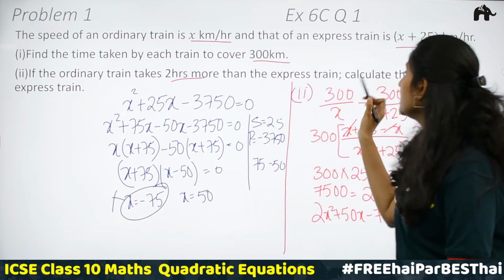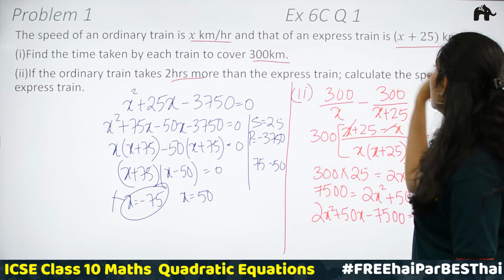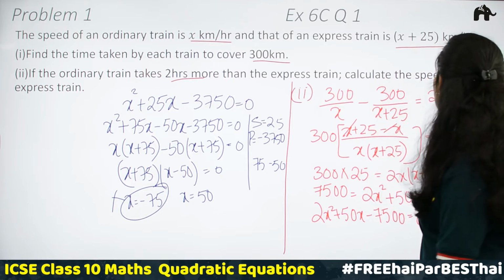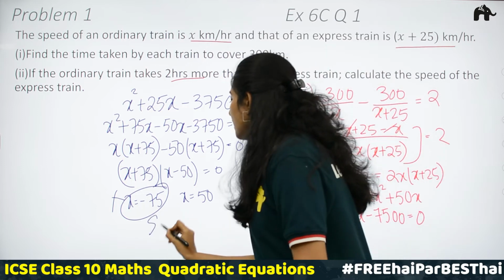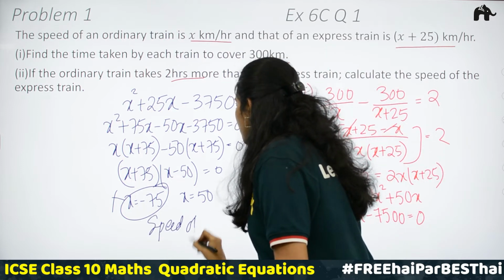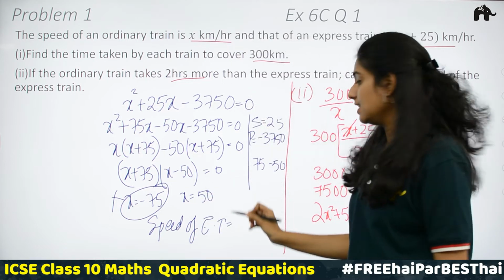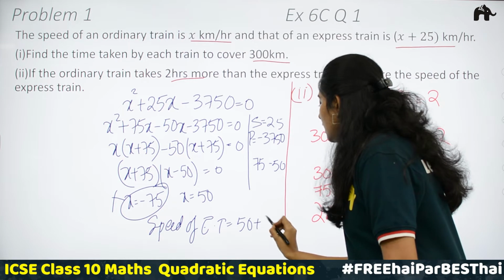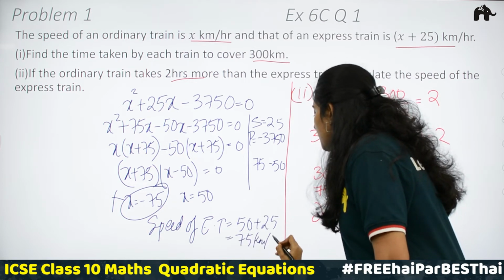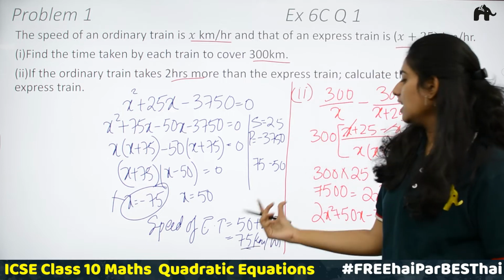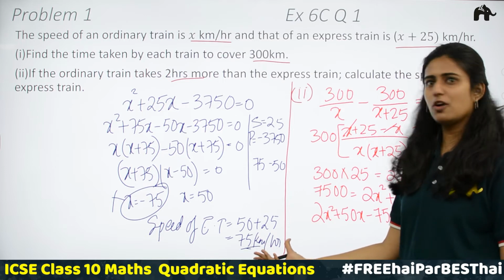We have to find the speed of the express train. We know the express train is moving at a speed of x plus 25 km per hour. We got the value of x. Therefore, speed of express train is equal to x plus 25, that is 50 plus 25, which is 75 km per hour. The express train is moving at a speed of 75 km per hour. Understood? Very easy problem, right?